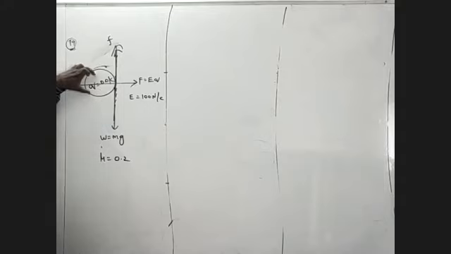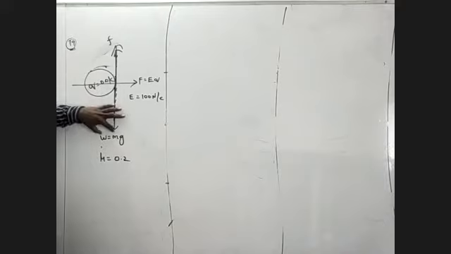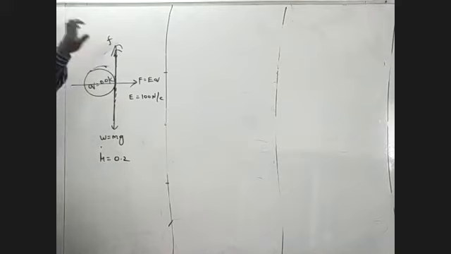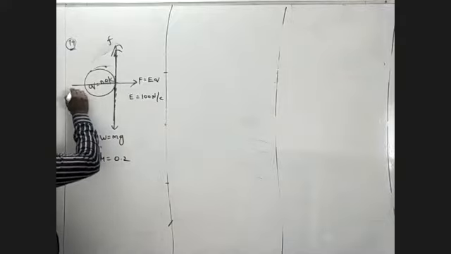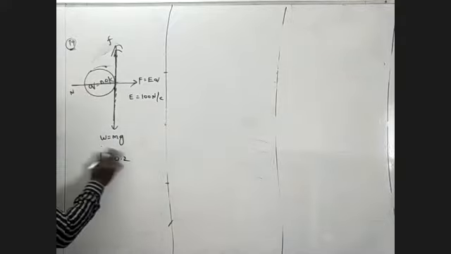This sphere is touching the wall, but the sphere does not slide down. This is the weight of the sphere in the vertically downward direction. This is the friction in the upward direction. This line we call the normal reaction.